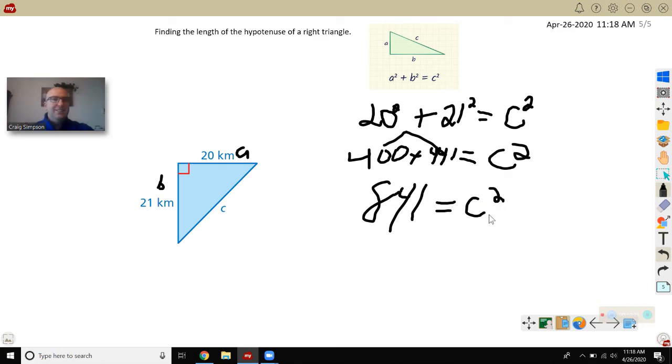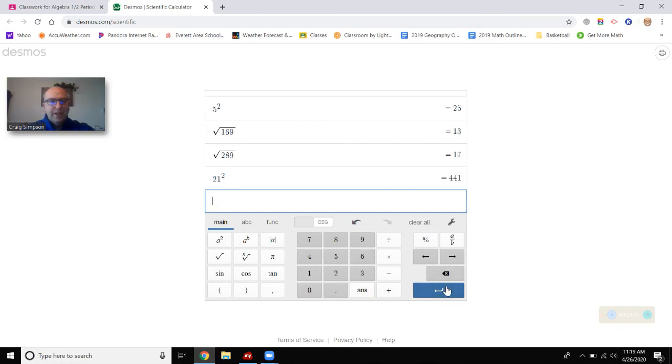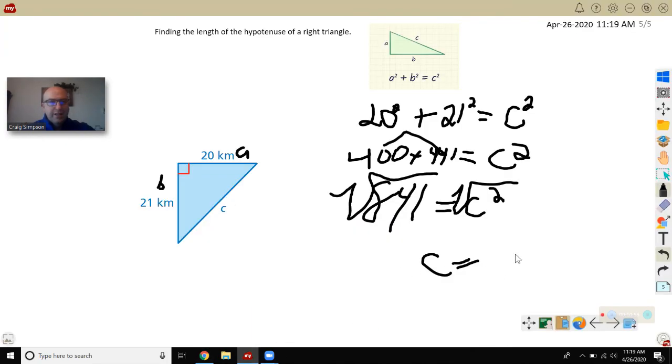To find just c instead of c squared, we take the square root of it. What we do to one side, we do to the other, so we find the square root of 841. I apologize for that radical sign. And c equals the square root of 841. So let's find out what that is. Square root of 841. And you can see it's 29. So it equals 29. So this side length is 29 kilometers.